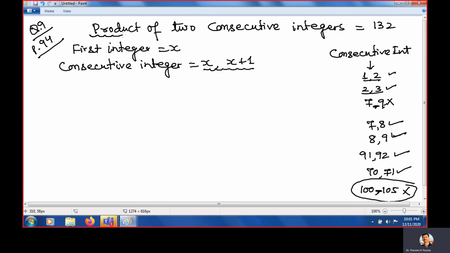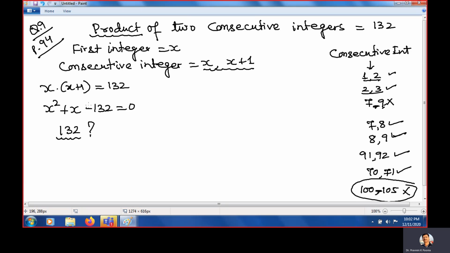So what is it saying? Product means times. So x into x plus 1 is equal to 132. Okay, if we multiply, x square plus x minus 132 is equal to 0. Clear? So now the question for you is, you need to find the factors of 132 such that their difference is equal to 1. Their difference should be equal to 1.